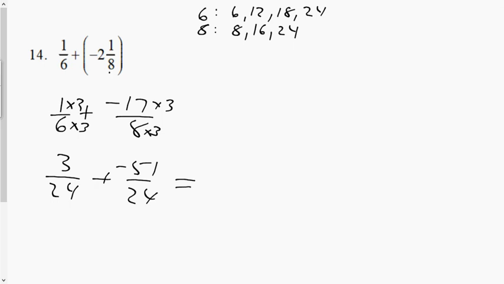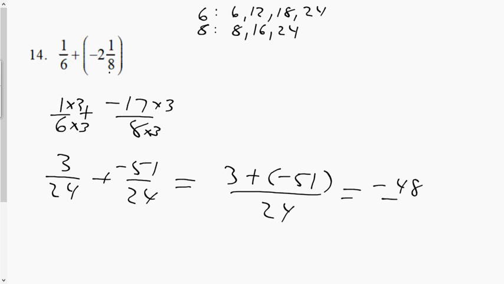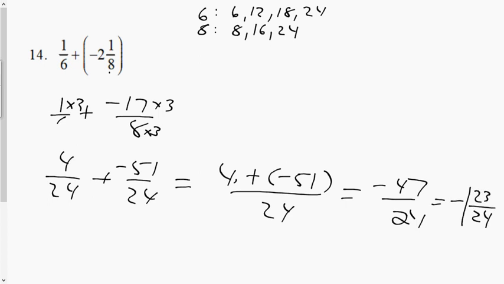And this is the step that a lot of people forgot. So in adding fractions, you're going to add your numerators and keep your denominator, which makes this negative 48/24. Is that right? No, I made a mistake. It's supposed to be a 4, isn't it? Oops, it's supposed to be 4/24. That would be a negative 47/24, which is negative 1 and 23/24 as a final answer. Sorry about that.